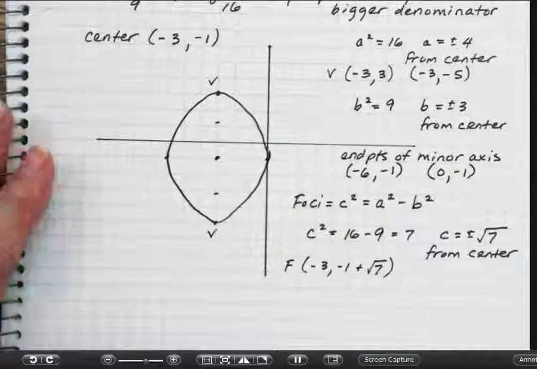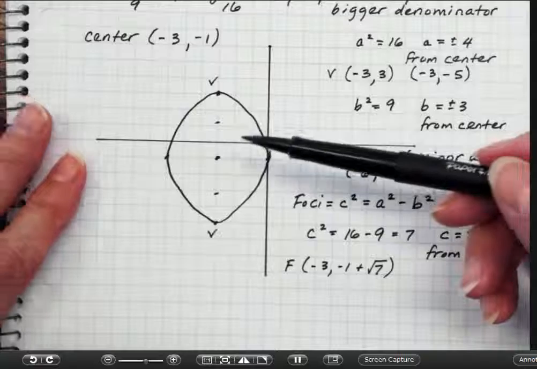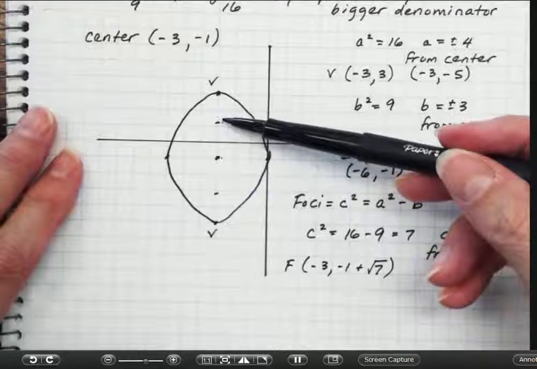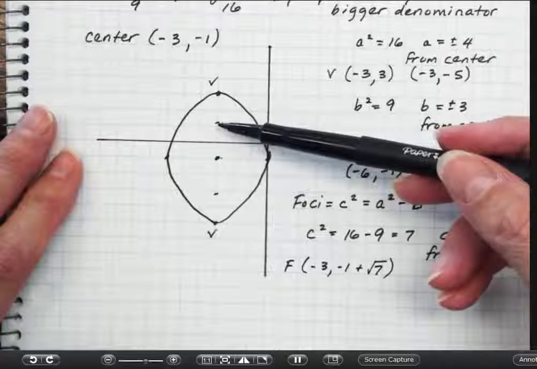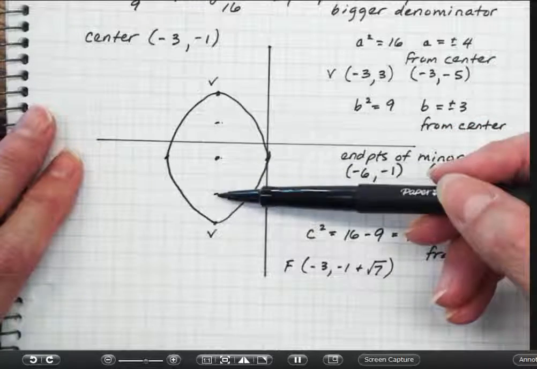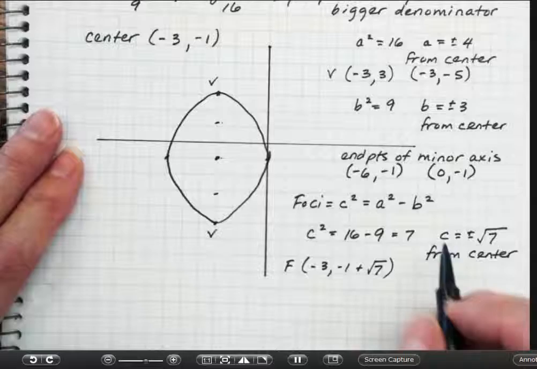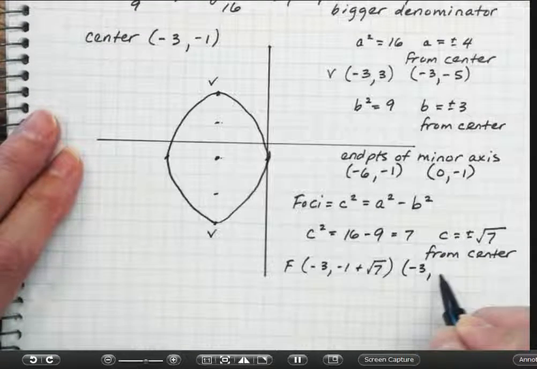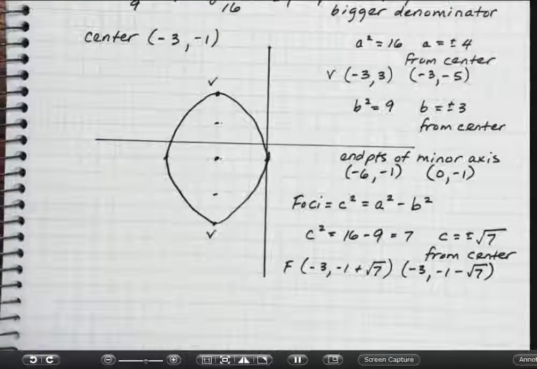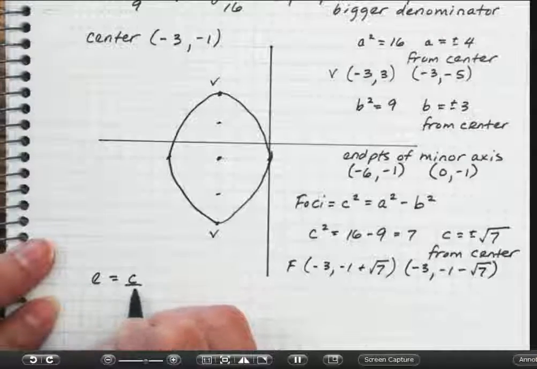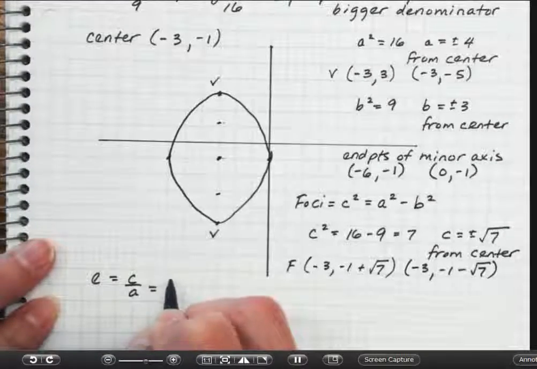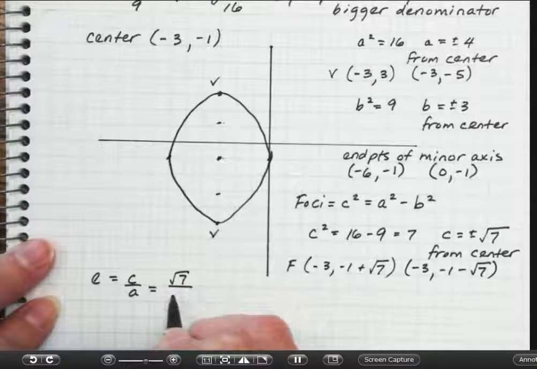So the distance from here to here, I needed to add 7. This is -1. I'm going to go up square root of 7, or I'm going to go down the square root of 7. So my second point is going to be -3, -1 minus the square root of 7. And then last but not least is our eccentricity, which is c over a, which is the square root of 7 over 4.